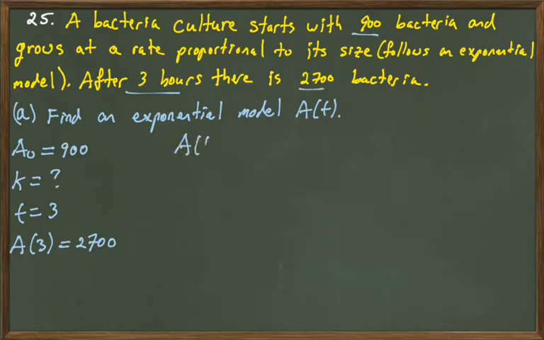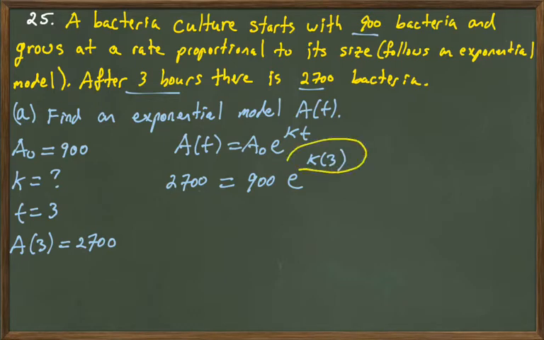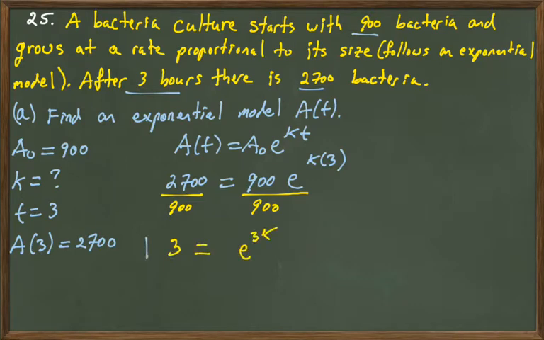Okay, so A sub t is equal to A naught e to the kt. So our A sub t will be specific. It'll be A sub 3, which is going to be 2,700. And that's going to be equal to A naught, which is 900, e to the k times 3. Okay. This is an exponential equation because we're going to end up solving for k, which means that we need to isolate the exponential expression. So we're going to divide both sides by 900. And we have 3 is equal to e to the 3k.